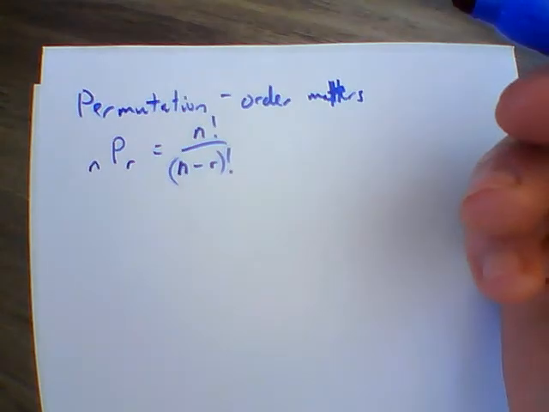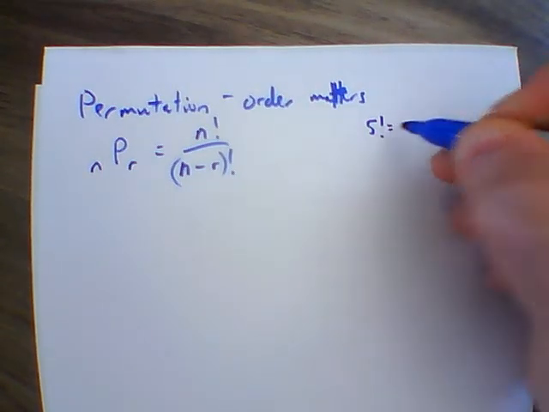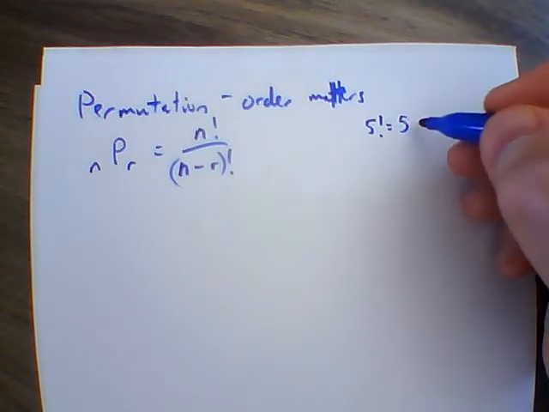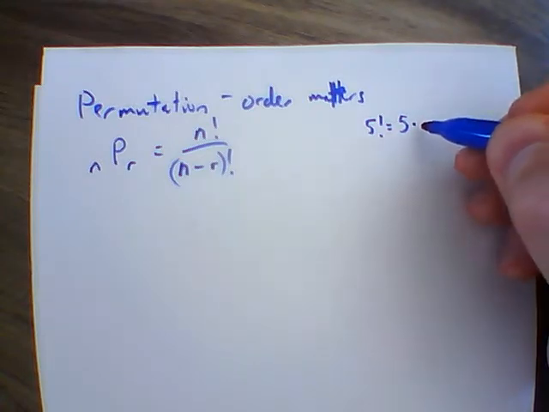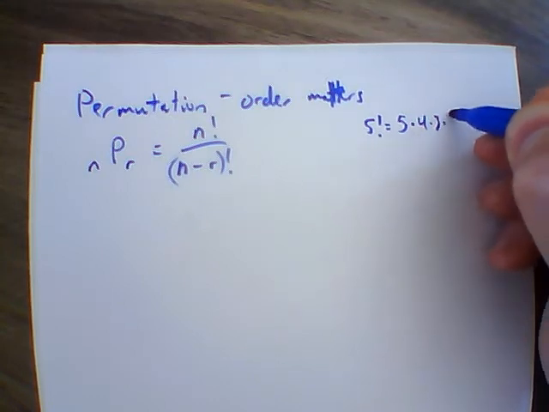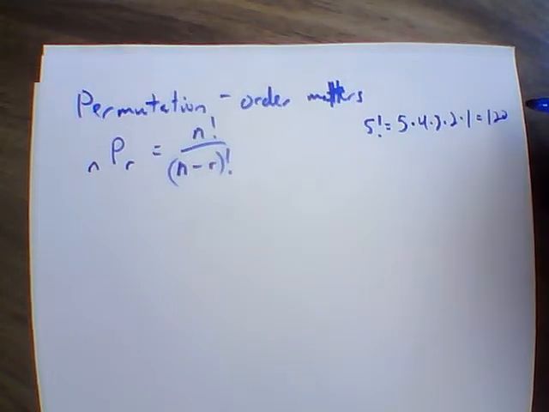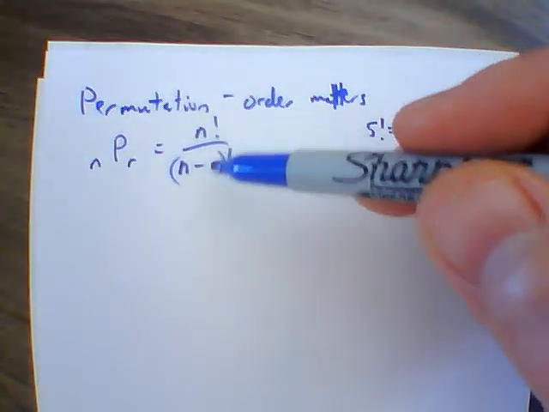Now, what is a factorial? For instance, 5 factorial means taking that number and multiplying by every natural number below it. We don't want whole numbers because whole numbers include 0. So we take 5 times 4 times 3 times 2 times 1, and this would be 120. So this is our basic function for a permutation.